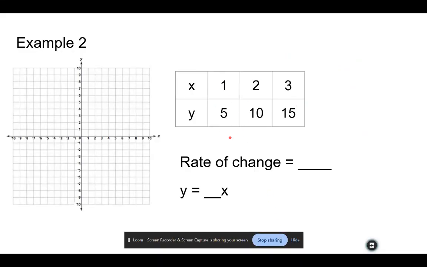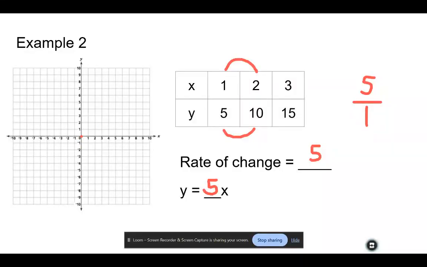This time we have our table. We're just trying to find our formula and plot our points. So first up, what is the change in x? My x goes from 1 to 2, so my change there is 1. Y goes from 5 to 10. My change there is a positive 5. You're adding 5. So my rate of change is 5 over 1, or I can just put 5. That means my formula down here is going to be y equals 5x.